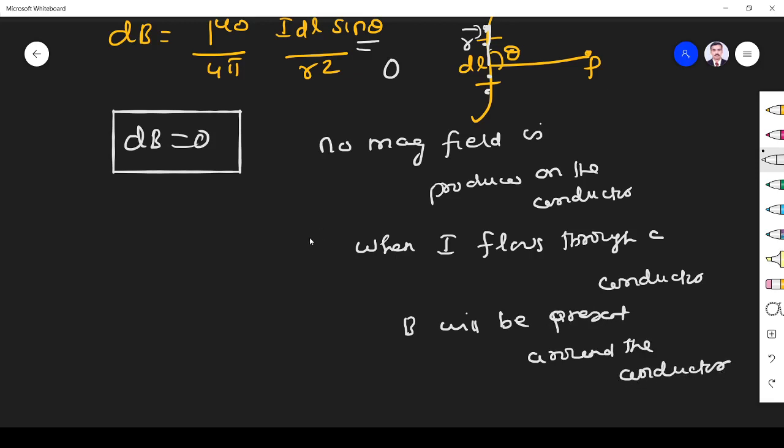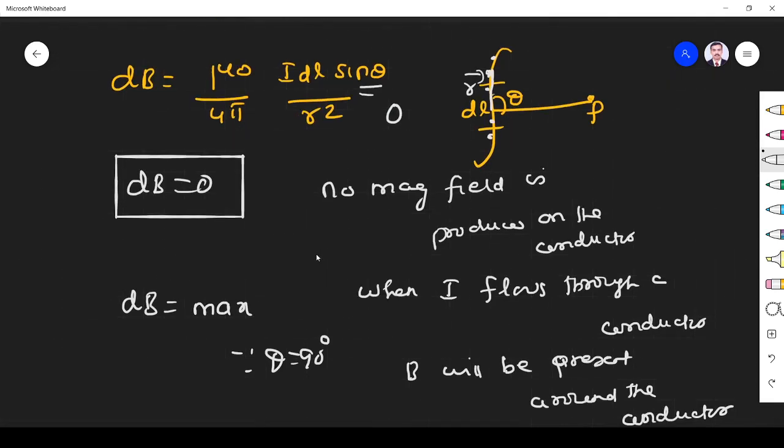Okay. Similarly, what is the other thing we have to bother about? Suppose when the field point is exactly perpendicular, what will happen? dB will be maximum, because theta is equal to 90 degrees, and sine has its maximum at 90 degrees only. So when the field point is perpendicular, the magnetic field is maximum. That is another important point we have to know.